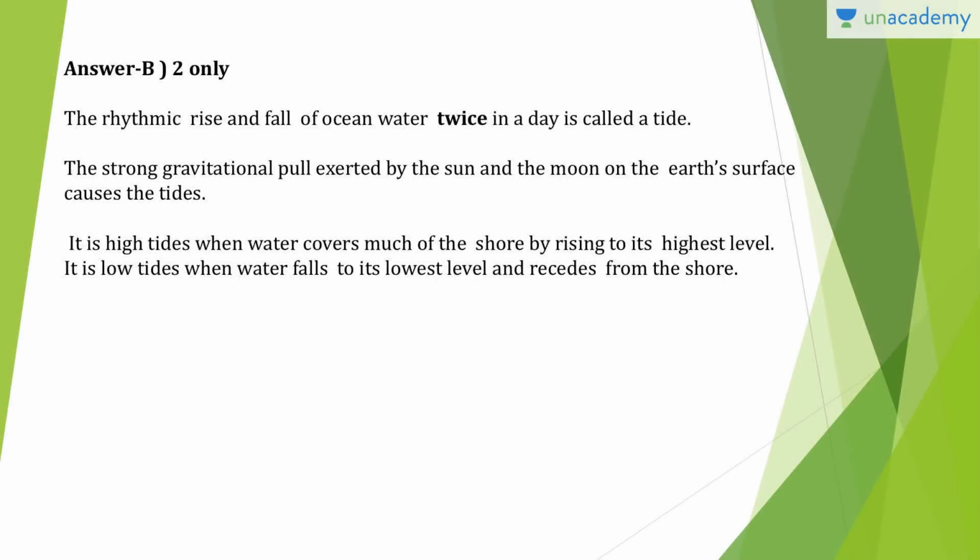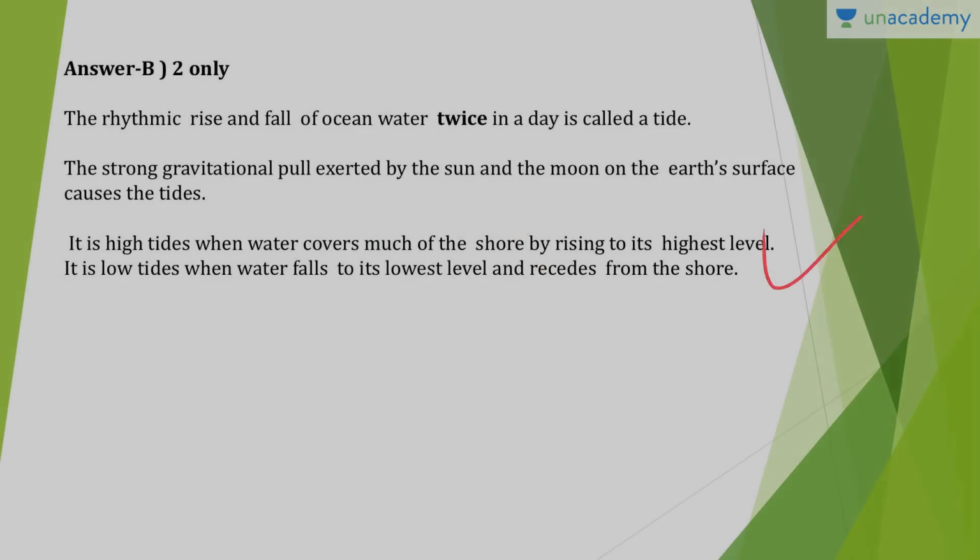So the rhythmic rise and fall of ocean water twice in a day is called a tide, and the strong gravitational pull exerted by the sun and the moon on the earth's surface causes the tides. And it is high tide when water covers much of the shore by rising to its highest level, and it is low tide when water falls to its lowest level and recedes from the shore.